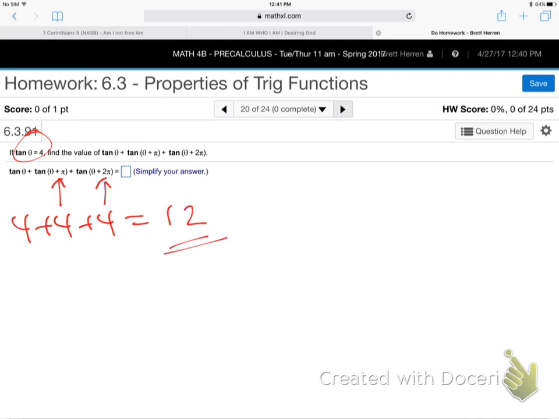Because they said tangent is 4. So if you add pi you're at the same place in the cycle. You add another pi, 2 pi's, you've cycled back to the same spot again. You're at wherever theta started. Add pi or add 2 pi, you're right back where you started. 4, 4, 4, 12.